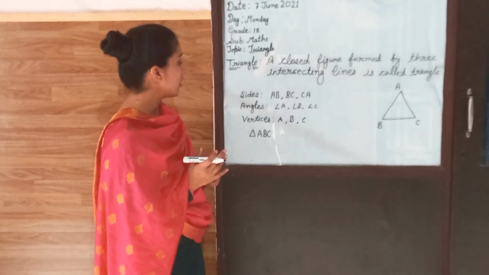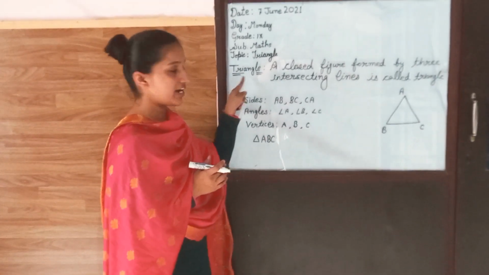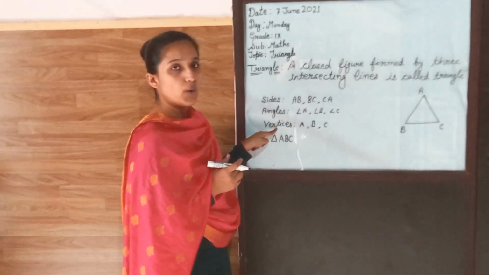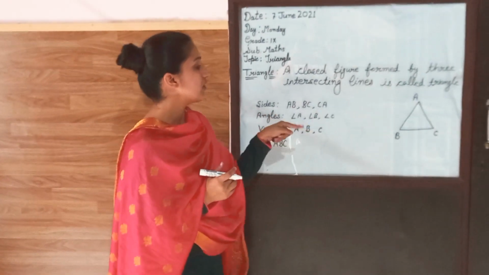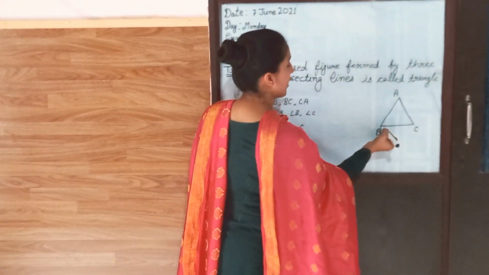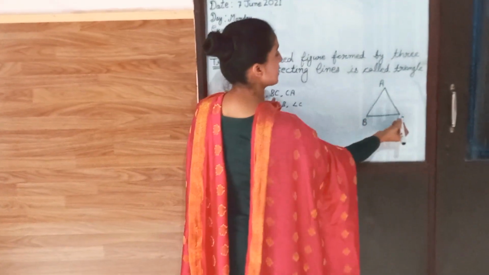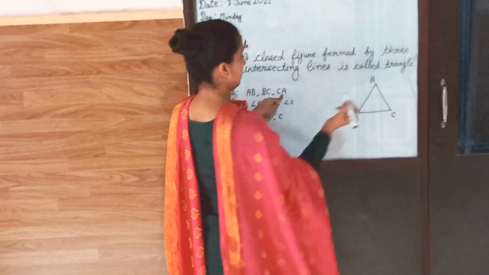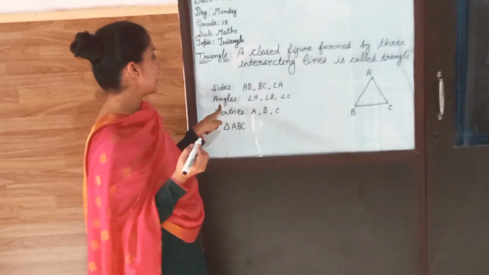Here there are three main factors about the triangle: sides, angles and vertices. I already told you about sides. AB, this is a side of the triangle, the first side. BC and CA, these are also the sides of the triangle.